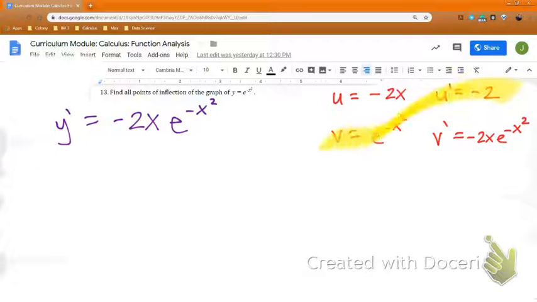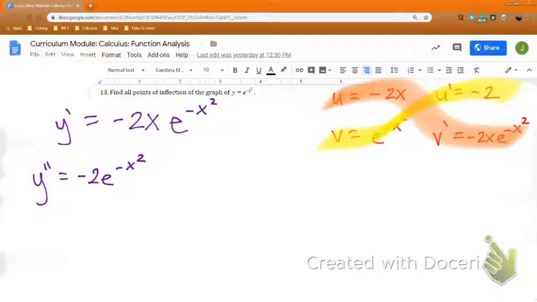Product rule says we're going to multiply. I'm going to multiply u prime and v first. If I multiply those two, I get negative 2 e to the negative x squared. So I'm going to write that right here: y double prime equals negative 2 e to the negative x squared. And then if I multiply forwards, I get negative 2x times negative 2x e to the negative x squared, which, if you're okay with me simplifying right now, is a positive 4x squared times e to the negative x squared. Positive 4, because negative 2 times negative 2 is positive 4. x times x gives me x squared, and then e to the negative x squared. All right, that is the second derivative, fully simplified using the product rule.